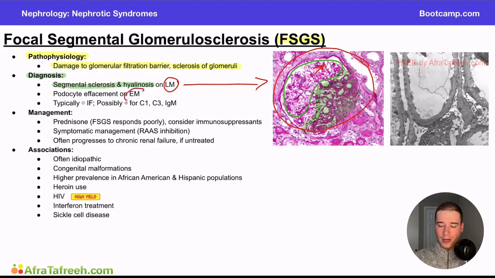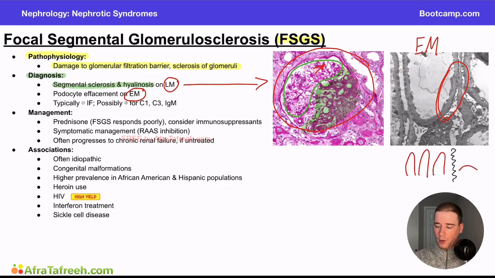The next important diagnostic tool is the electron microscopy. Again, this is showing podocyte effacement. So you can see over here that this outer portion of the membrane does not have big, tall structures such as typical podocytes that might look something like this. Instead, we're getting more flat structures that look sort of like this. So we call these flattened structures, or we say this is podocyte effacement on electron microscopy.